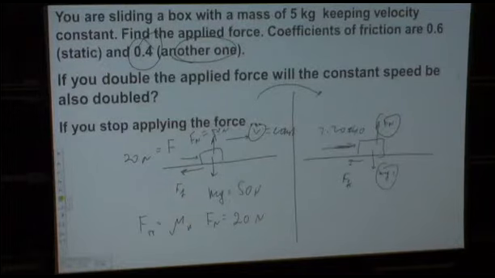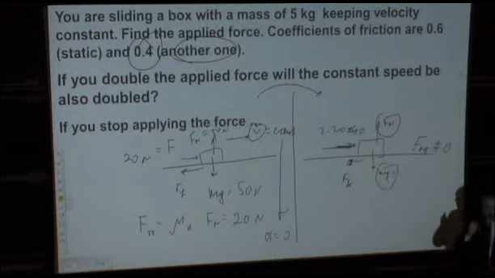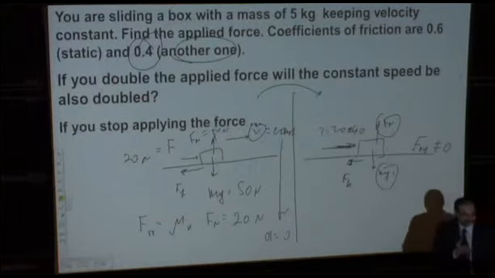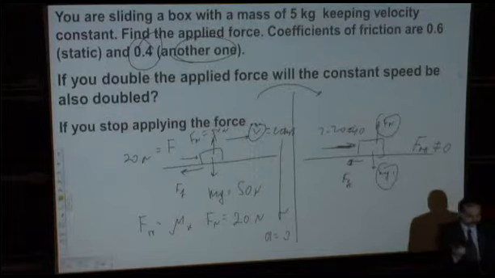But the applied force now is stronger. So, constant velocity, what does it tell us about acceleration? What number? 0. Net force now is not 0. It doesn't even matter what it is equal to. We can calculate. If we're using the numbers, the applied force is 40. The force of friction is still 20. The net force equals 40 minus 20, 20.